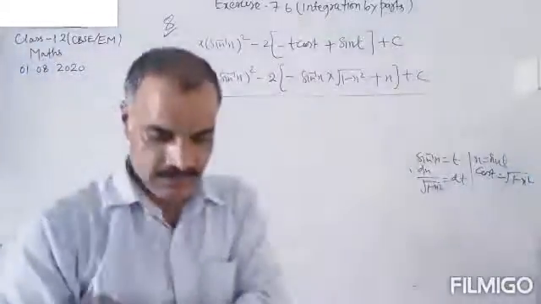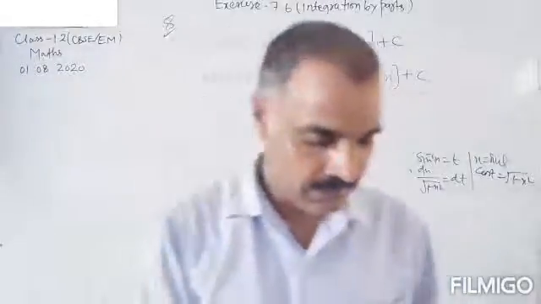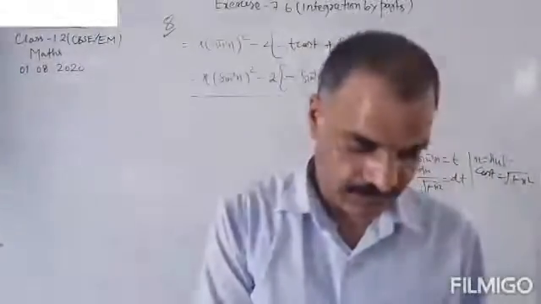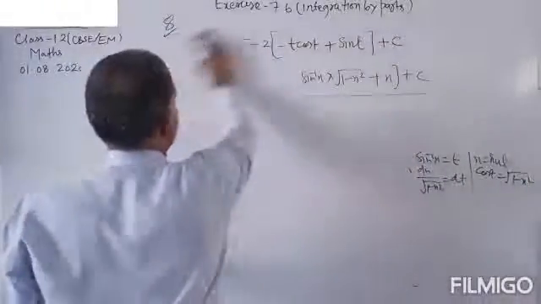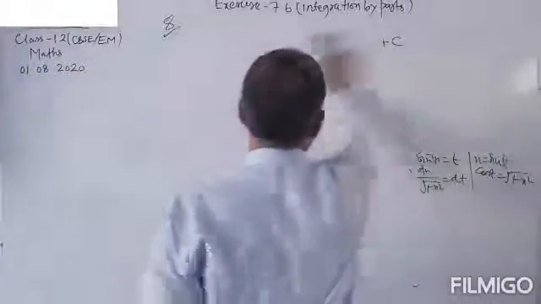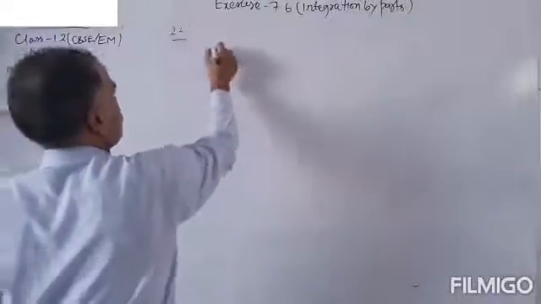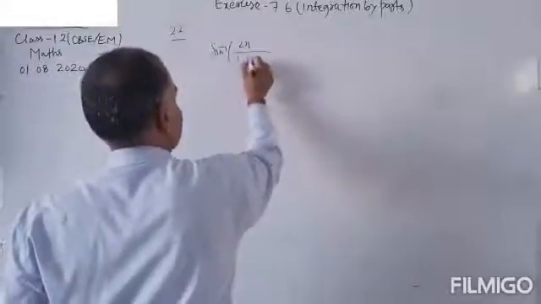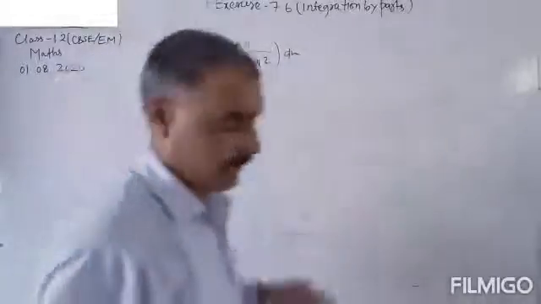Okay. This was question number 11. Now let us take the next question, question number 12. Directly: sin inverse 2x upon 1 plus x square. 2x upon 1 plus x square. Integrate this. Okay.